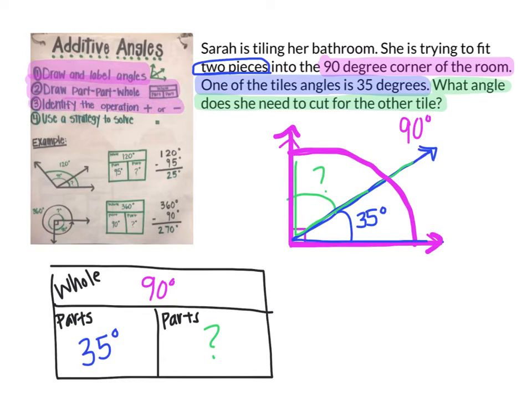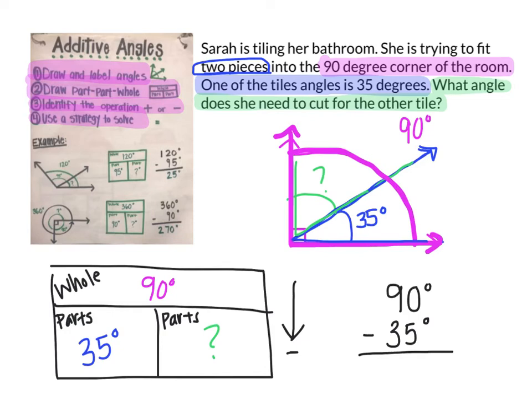Identify the operation. Are we adding or are we subtracting? Well, in this problem, we're given our whole, we have one part and a missing part. When I'm already given my whole, it tells us that we are going to subtract to find the missing part. So last step, we're going to use a strategy to solve. We've got 90 degrees, our total, minus 35 degrees, our part.